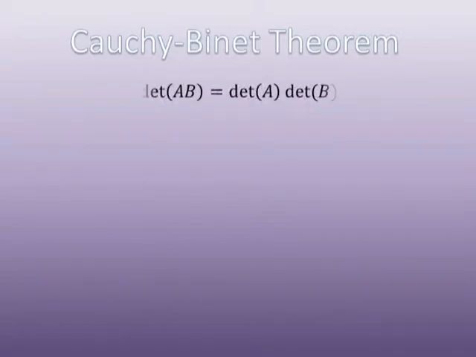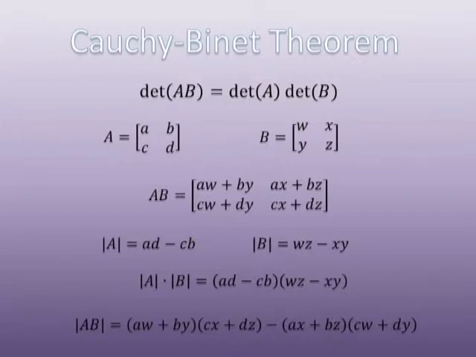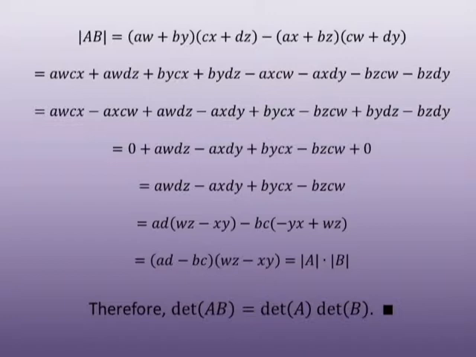Cauchy-Binet theorem: the determinant of the product AB equals the determinant of A times the determinant of B. Find the determinants of A, B, and the product AB. Multiply the determinant of A and the determinant of B. To prove this, take the determinant of A times B, multiply it out, combine like terms, factor, and the result is the determinant of A times the determinant of B.